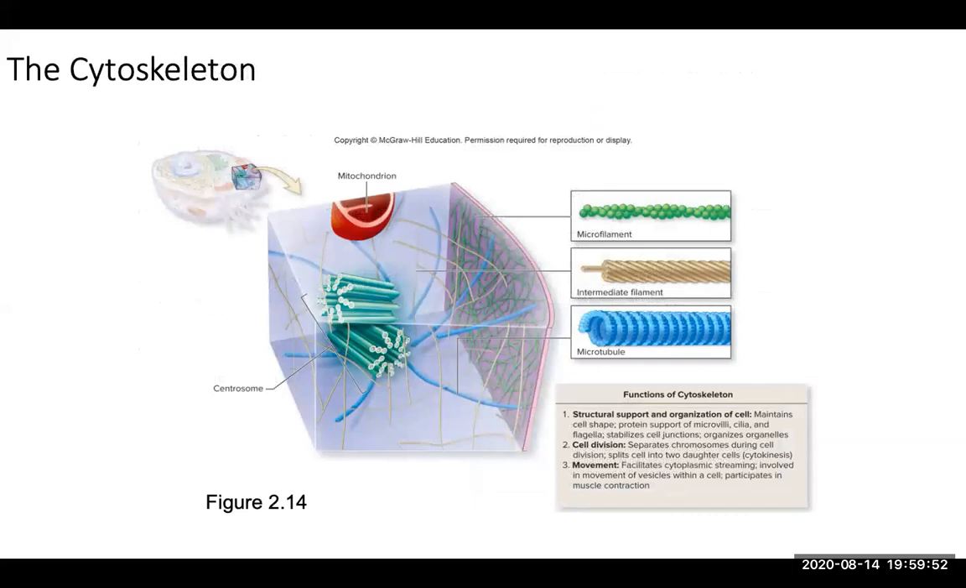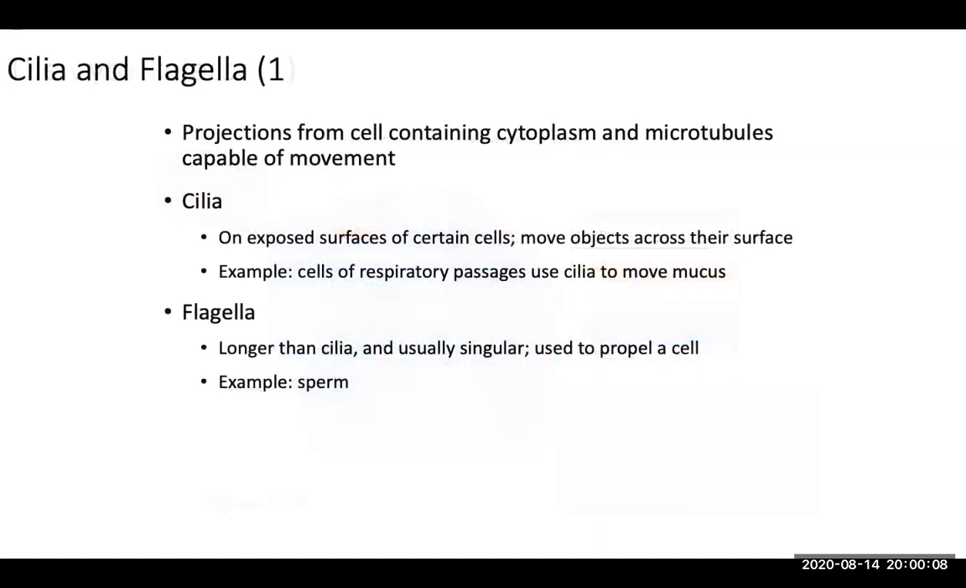The cytoskeleton is non-membrane bound. It is made of microfilaments, intermediate filaments, and microtubules, and they help a lot with supporting the structure of the cell and organizing the cell. They're important in cell division, and they help facilitate movement. Cilia and flagella: the only cell in the body that has a flagellum is the sperm cell, so it helps with movement. Cilia are little tiny hairs on the surface of certain cells that move objects across their surface.